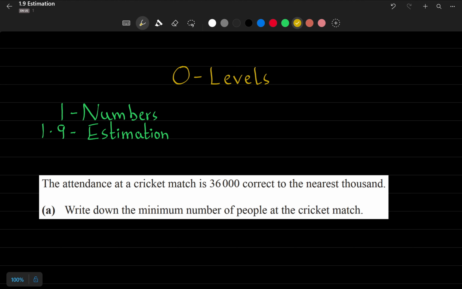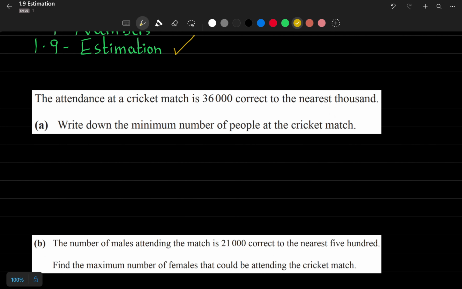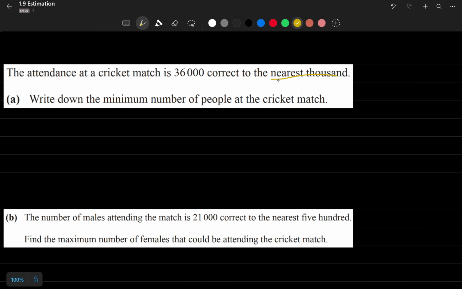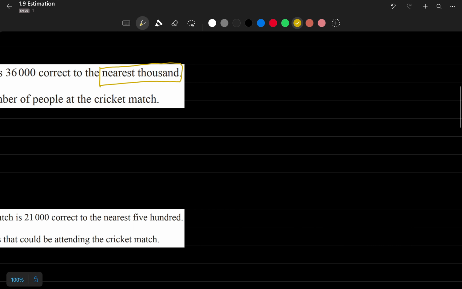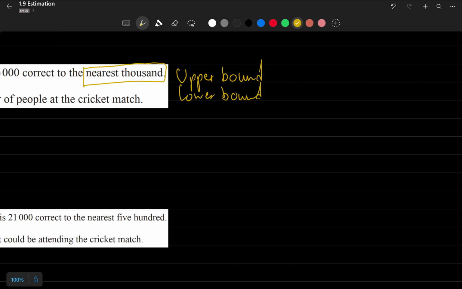Subtopic 1.9 in the chapter numbers is estimation, which is an easy topic. The question is the attendance at a cricket match is 36,000, correct to the nearest 1000. Now, this part is the important key factor of this question, nearest 1000. There are two concepts, upper bound and lower bound. Now, how do you find upper and lower bound?